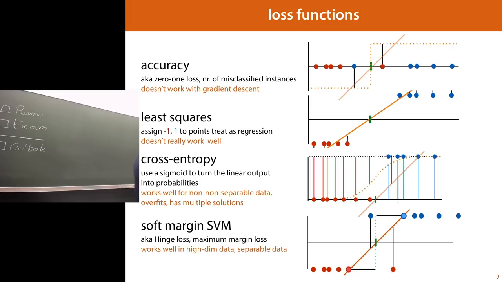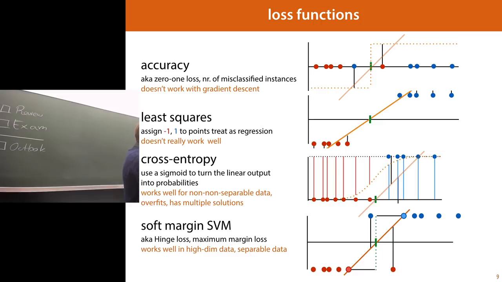So first attempt was least squares. We just assign all the red dots the value minus 1, and we assign all the blue dots the value plus 1, and then we pretend it's a regression problem. And we fit a regression line, and wherever the regression line hits the plane of the origin, we call that the decision boundary, which isn't great, but it's a place to start. Cross entropy, which we just saw. And then we talked about the soft margin SVM, which is this very basic principle that what we want to do is to maximize the margin between the positive examples and the negative examples, which is this bit here.